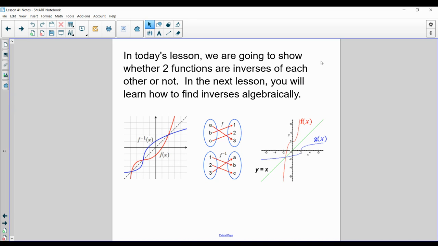So in what you're going to do today, you're going to find whether two functions are inverses of each other or not. The pictures that I'm showing here are examples, graphically and with your inputs and outputs, of whether things are inverses or not. So essentially, what happens with your inverses is your x's and y's flip-flop spots. So this would be a good example to look at right here. Let me show you what I mean with these upcoming ones.